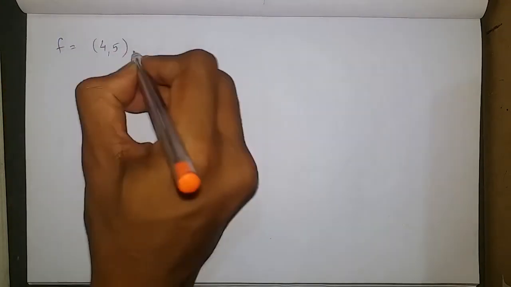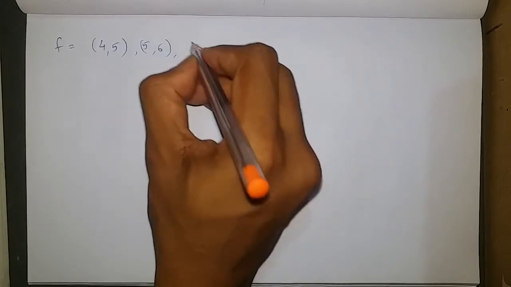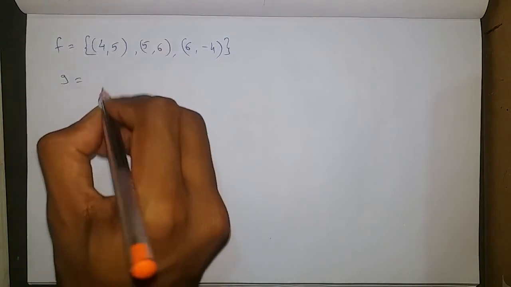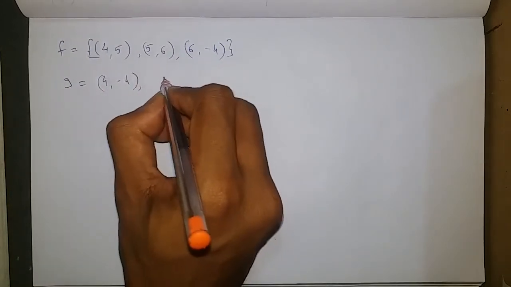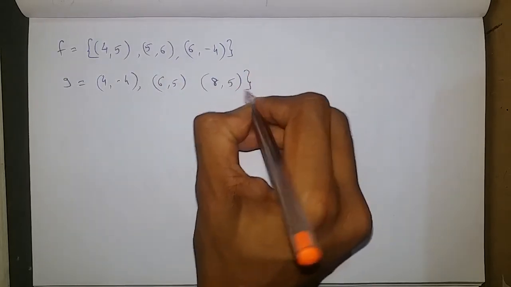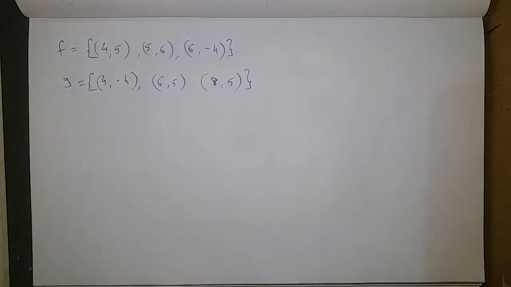Okay, we have function f is equals to 4 comma 5, 5 comma 6, 6 comma minus 4, and function g as 4 comma minus 4, 6 comma 5 and 8 comma 5. If the given functions are in ordered pairs instead of variables or equations, to find the addition, subtraction or multiplication or division, we need to check the elements where the domains are same.